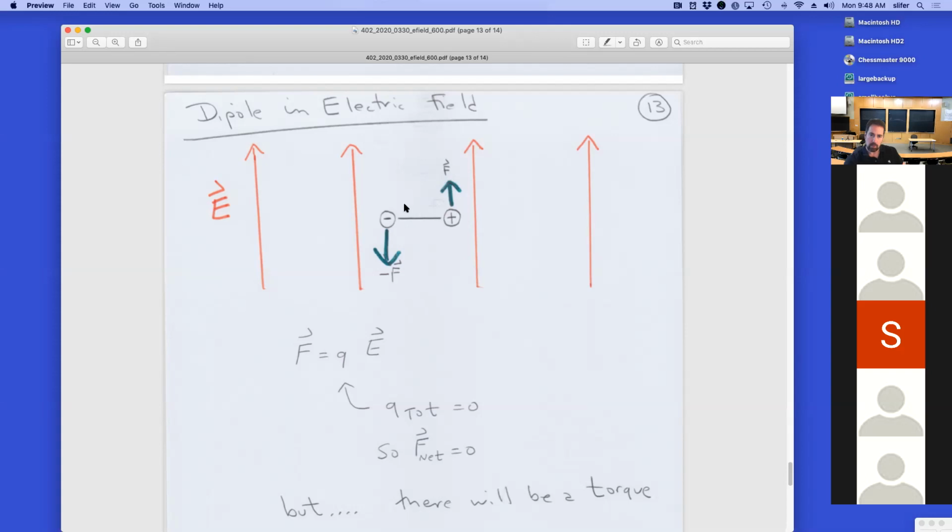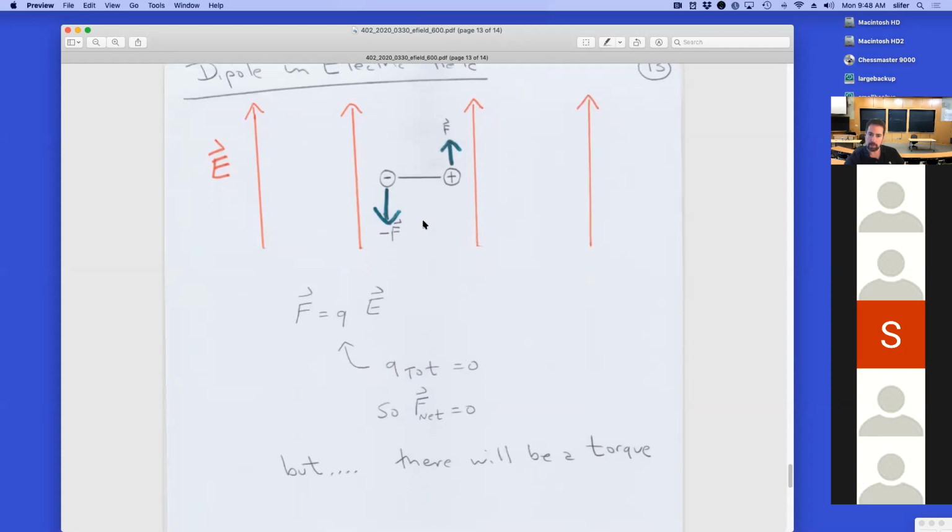But they are free to move around in space, as long as the distance between them stays the same. And what's going to happen if I put this in one of these uniform electric fields, say in between capacitor plates? So I have a nice uniform electric field. It has the same magnitude everywhere. It's always pointing in this direction. The net charge of this dipole is equal to 0 because I have a positive here and a negative here. So I know the total force is going to be equal to 0, even though I have an electric field, because overall the charge is 0.